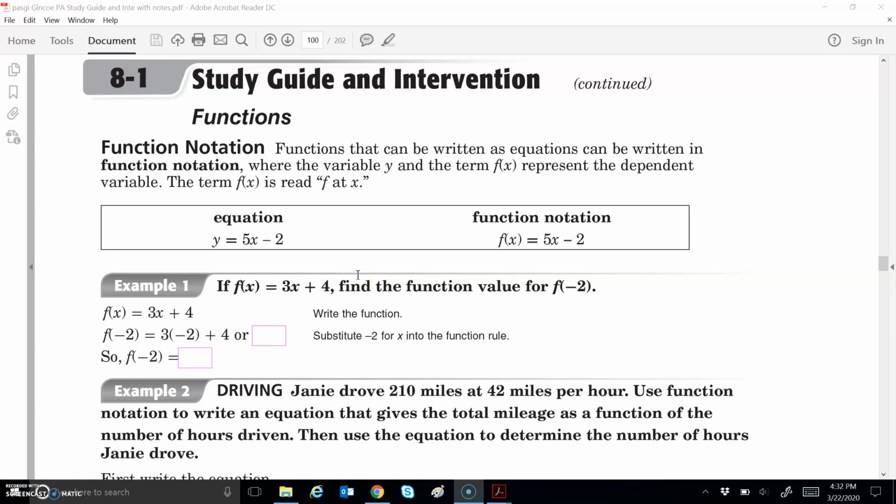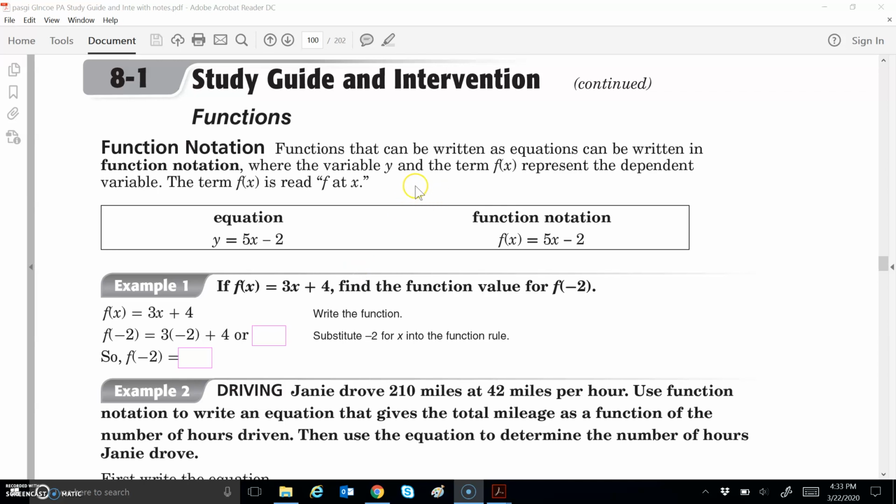All right, function notation. Functions that can be written as equations can be written in the function notation format, where the variable y in the term f of x represents the dependent variable. So x is independent. The term f of x is read "f at x" or "f of x." Here's an equation. y equals 5x minus 2 means the same as f of x equals 5x minus 2.